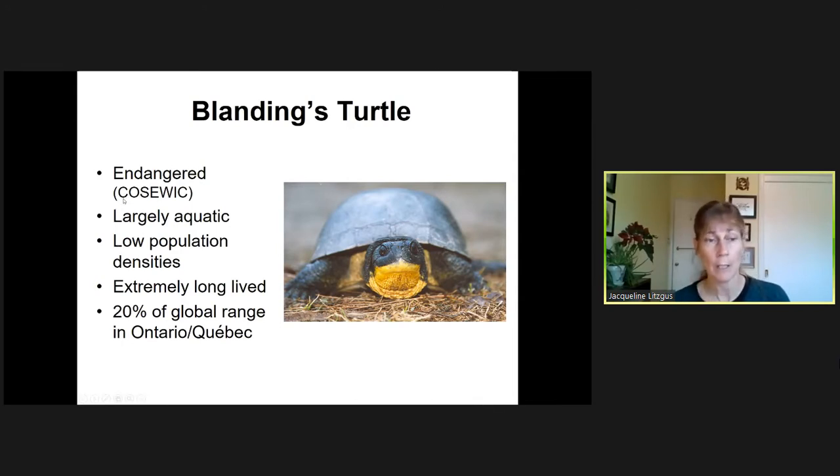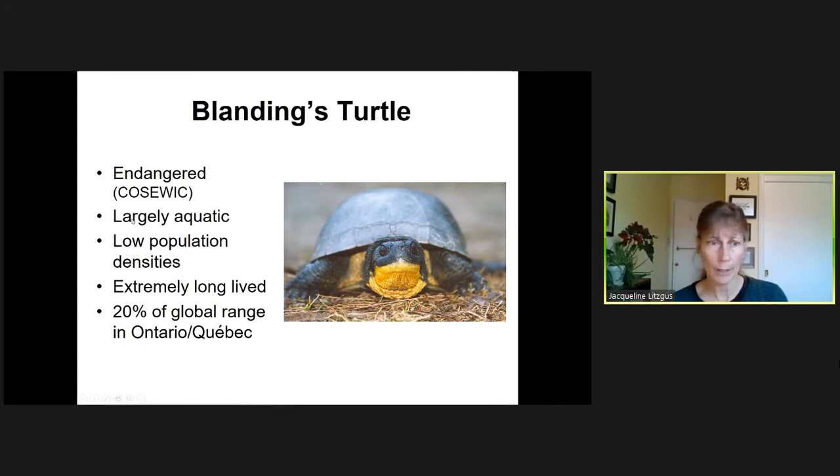So COSEWIC is the Committee on the Status of Endangered Wildlife in Canada. This is the body of experts that does the status assessments. And so the Blanding's turtle is considered endangered in Canada. And as I said, it's also considered endangered on a global scale.